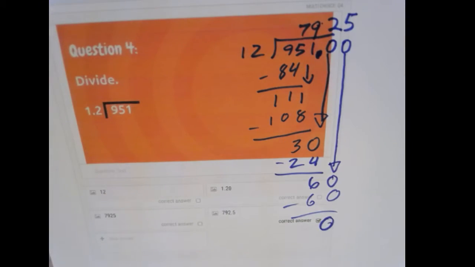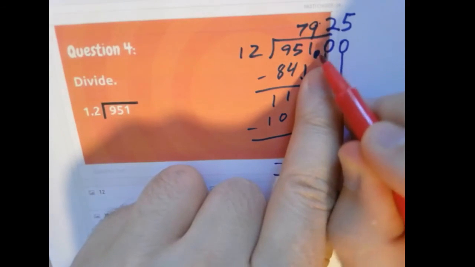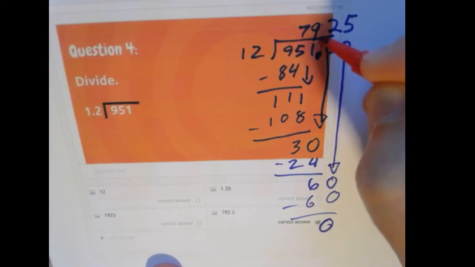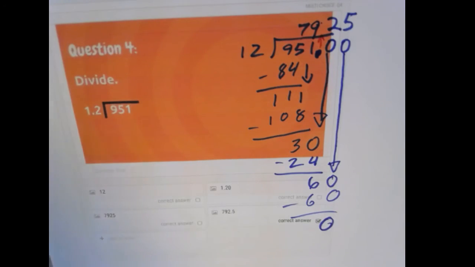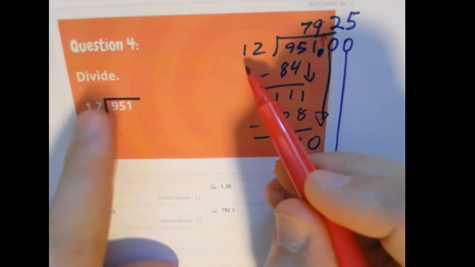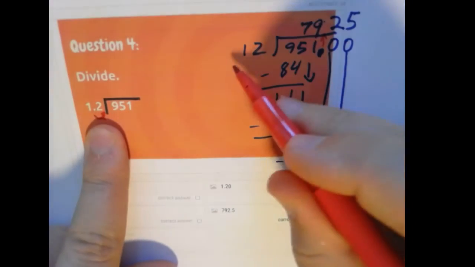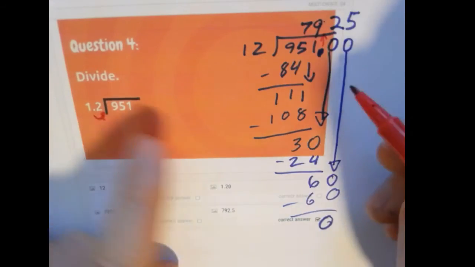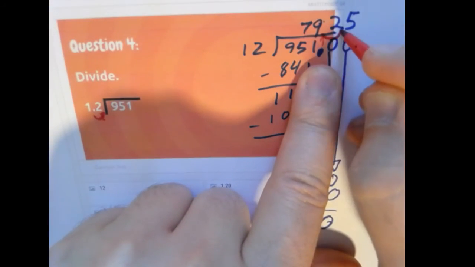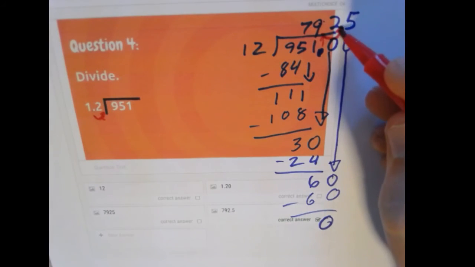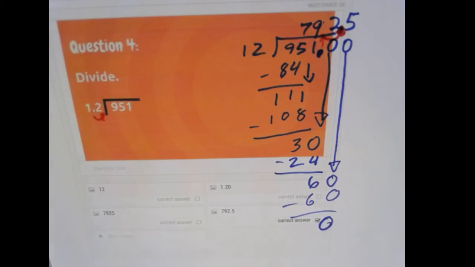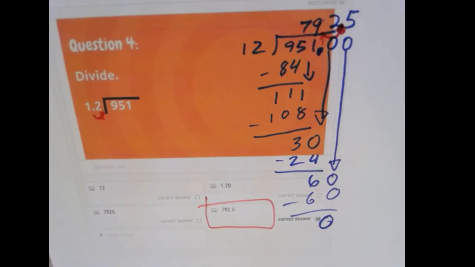Now, if we were careful up here when we placed the digits, the decimal should be right here after the 79. But recall that so we didn't have to work with a decimal, we shifted the decimal point 1 spot to the right, so that we were working with 12 instead of 1.2. So we also shifted 1 spot to the right up here. So the number we're looking for is 792.5. That would be our answer. Okay, great job everyone. I'll see you next time.